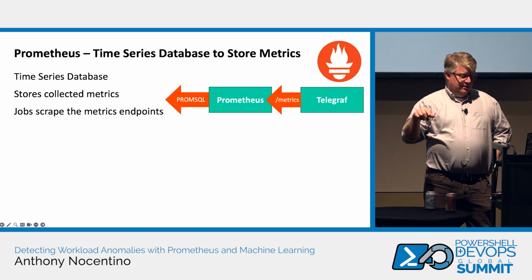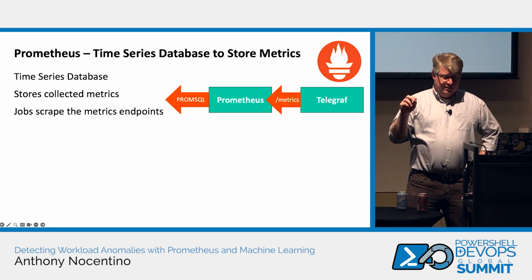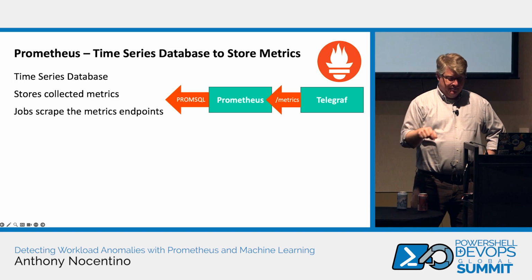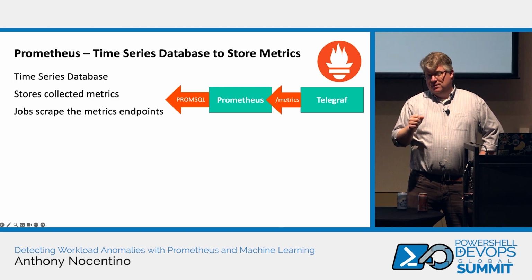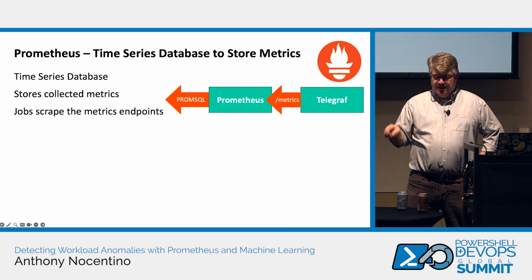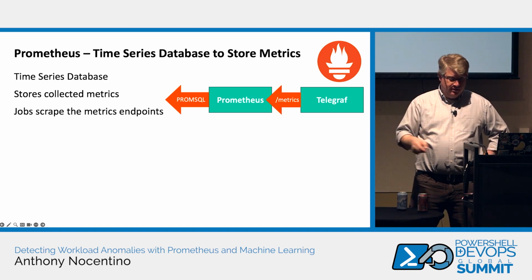And what happens, we'll look at this in code in a second, is we define jobs in Prometheus that hit that endpoint, pull the data out, and then stick it into Prometheus. And then that job runs on a schedule, right? So that's our sampling interval. And then we'll have those samples over time to look at.